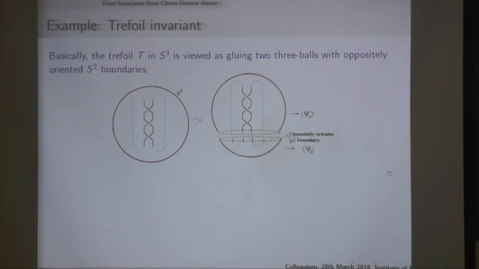So let me briefly go over what Vivek would have done for you. If you take a trefoil, which is the simplest non-trivial knot in the three-sphere S3, you can try to view it as a closure of a two-strand braid with three crossings. But then, as I said, one of the ingredients is that you can slice it into two three-balls with oppositely oriented S2 boundaries and associate a state in the conformal field theory. The subscript 3 indicates that there are three exchanges between punctures on the boundary, and zero means that there are no exchanges between these two punctures.